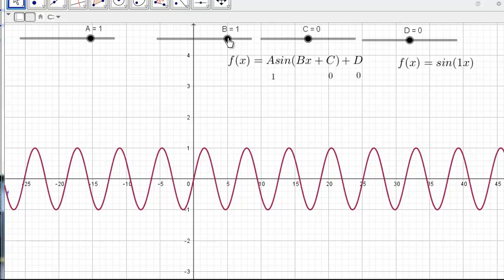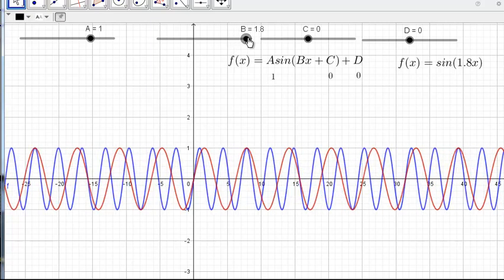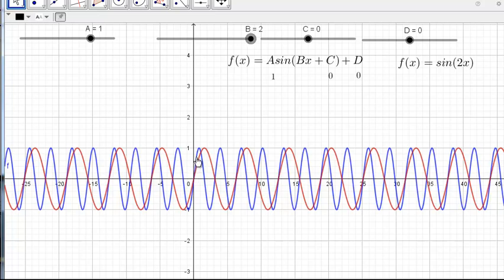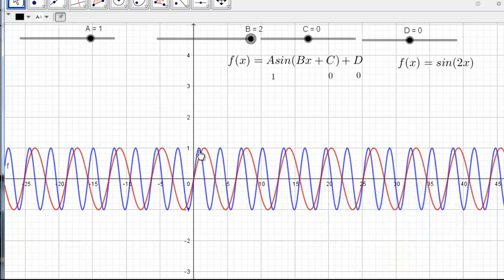So let's make B a little bit greater than 1 then. And as you can see, it's beginning to get compressed. So the period has been reduced. Notice that with this value of B, the period is 1/2. Because I've multiplied x by 2, I have reduced the period to 1/2 of its initial value. As you can see right here in the graph, one complete oscillation of the blue graph occurs in half of the oscillation of the red one. So that means the period has been reduced to 1/2 of its initial value.